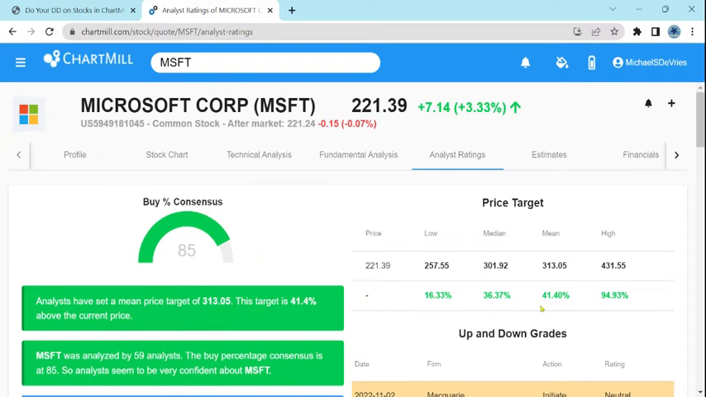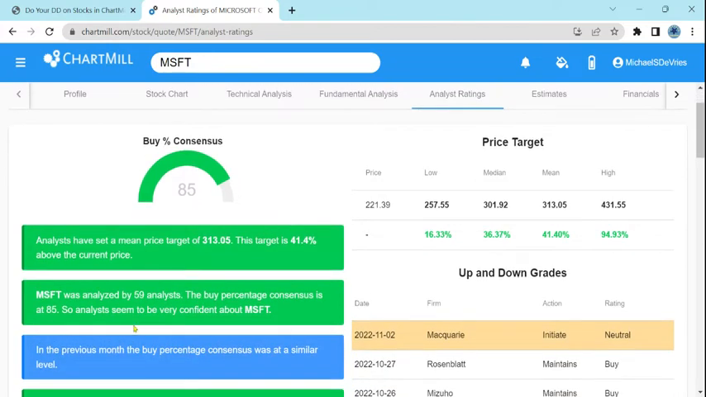Immediately to the right, we can see the price targets. Where is the current price? In this case it is 221. The median price target from all the analysts is 301, so it's giving it a 36% upside. The average is 313 for a 41% upside. The high is 431 for a 94% upside, and the low is 257, still for a 16% upside. So again, this says there is plenty of upside from the analyst viewpoint in Microsoft at this time.